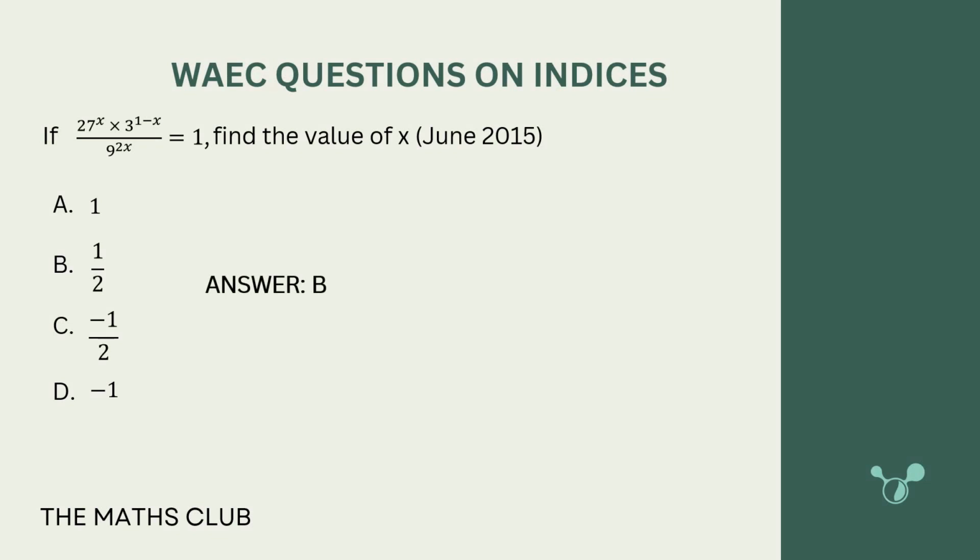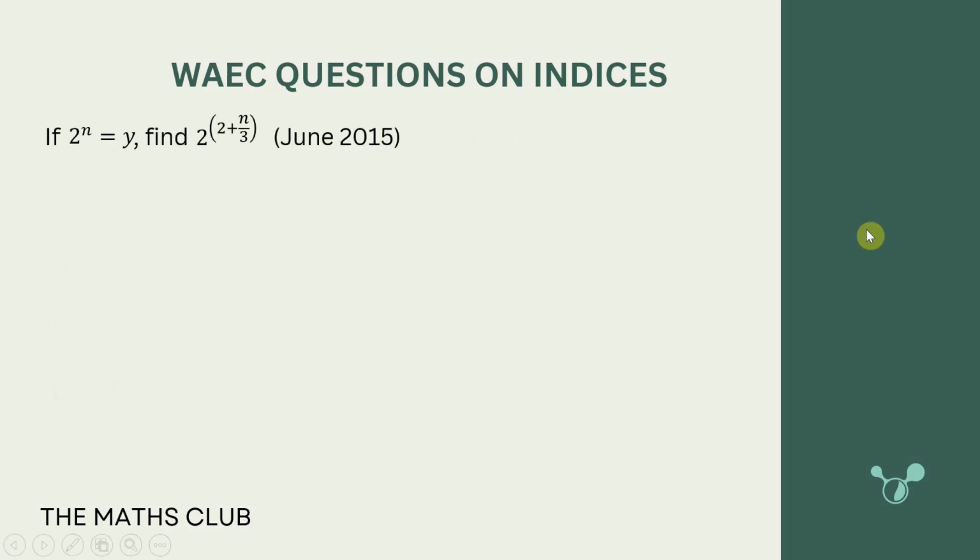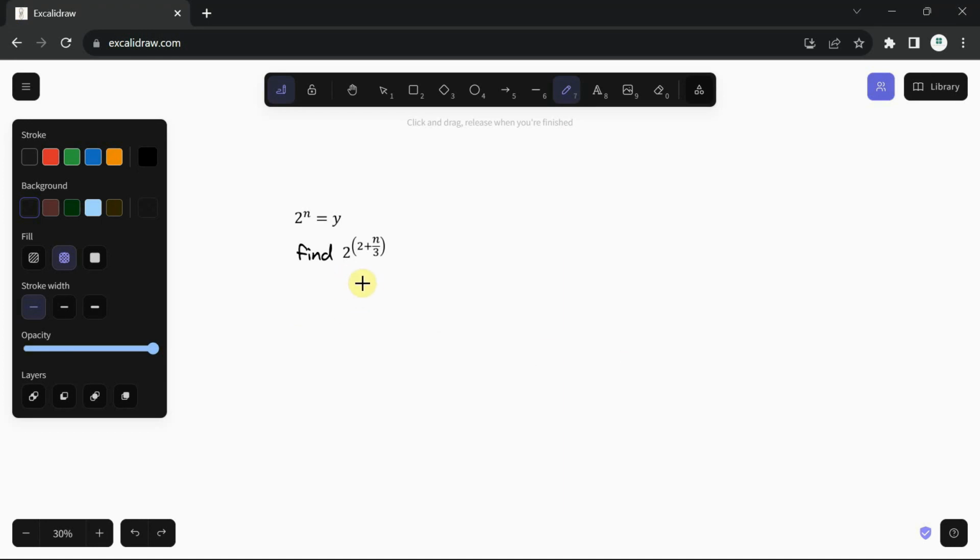Great. So this question says that if 2 raised to the power of n is equal to y, find 2 raised to the power of 2 plus n over 3. Great. So the first thing that we need to know is that we can break up this 2 raised to the power of 2 plus n over 3 and say this is the same thing as saying 2 raised to the power of 2 times 2 raised to the power of n over 3. Also, we can break up this n over 3 by saying this is the same thing as 2 raised to the power of 2 times 2 raised to the power of n, open bracket, 1 over 3. We can always break it.